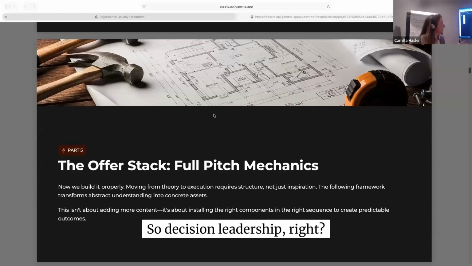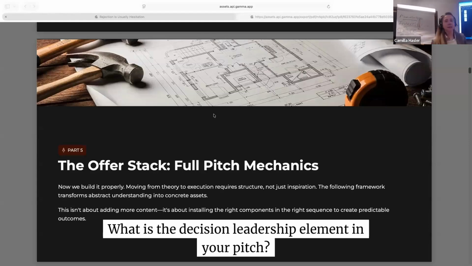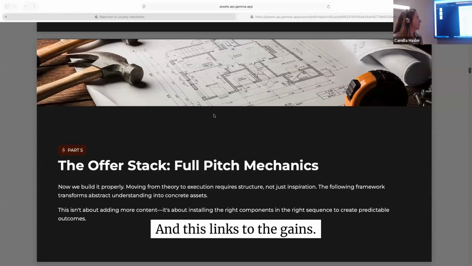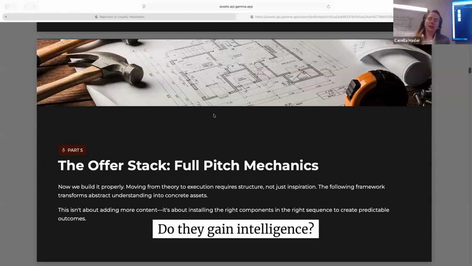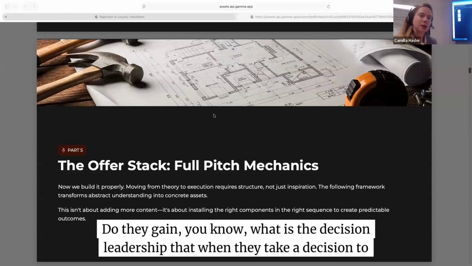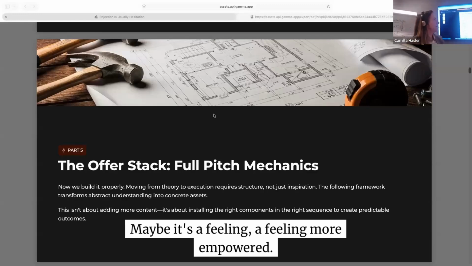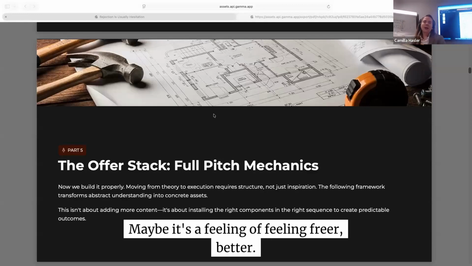So decision leadership. What is the decision leadership element in your pitch? How are you inviting your prospect? And this links to the gains. What's the status? Do they gain intelligence? When they take a decision to work with you, they essentially get some kind of decision benefit. Maybe it's a feeling of being more empowered. Maybe it's a feeling of being freer, better.